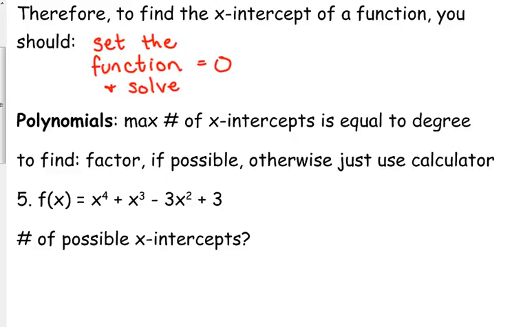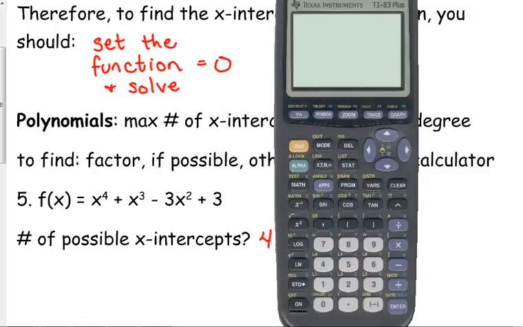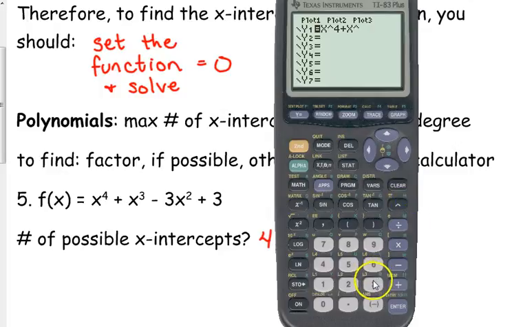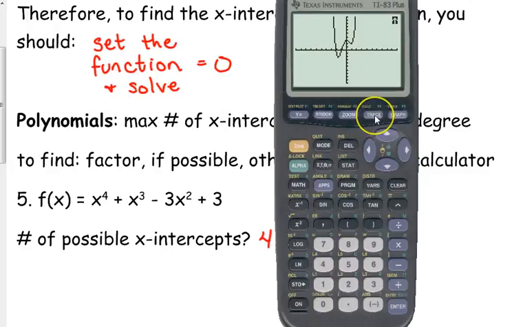Here on number 5, our number of possible x-intercepts would be 4. But let's see if that is truly the case, because sometimes our polynomials don't quite behave exactly as we were expecting them to. So x to the 4th plus x cubed minus 3x squared plus 3. Let's graph it. And we only have 2. Okay, we only have 2 x-intercepts that we actually have to find.